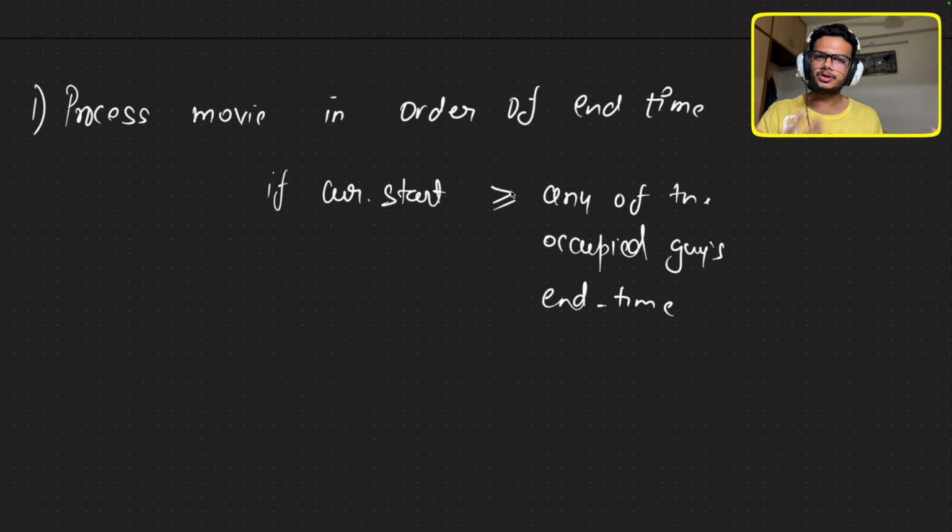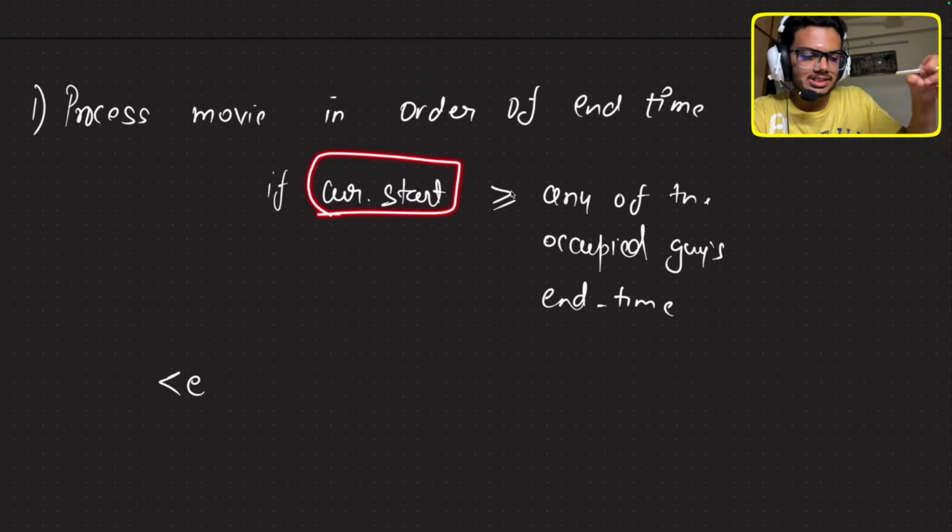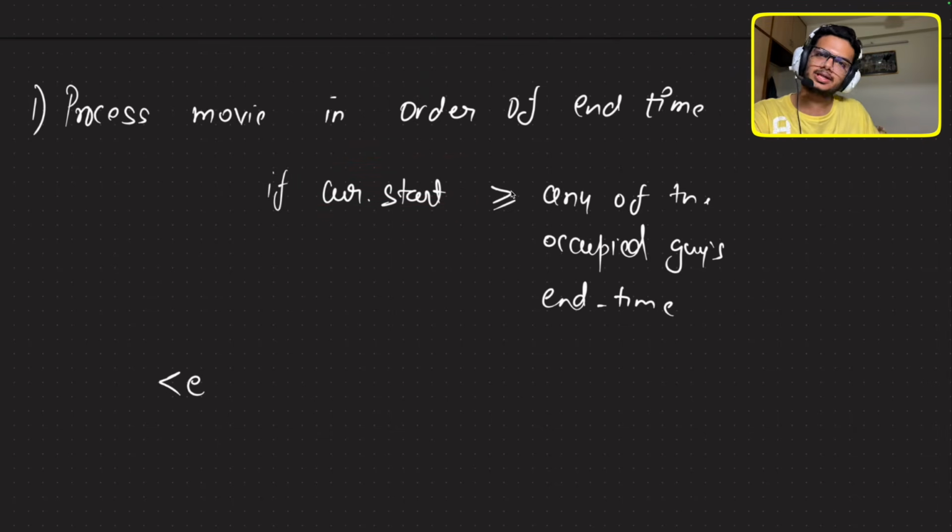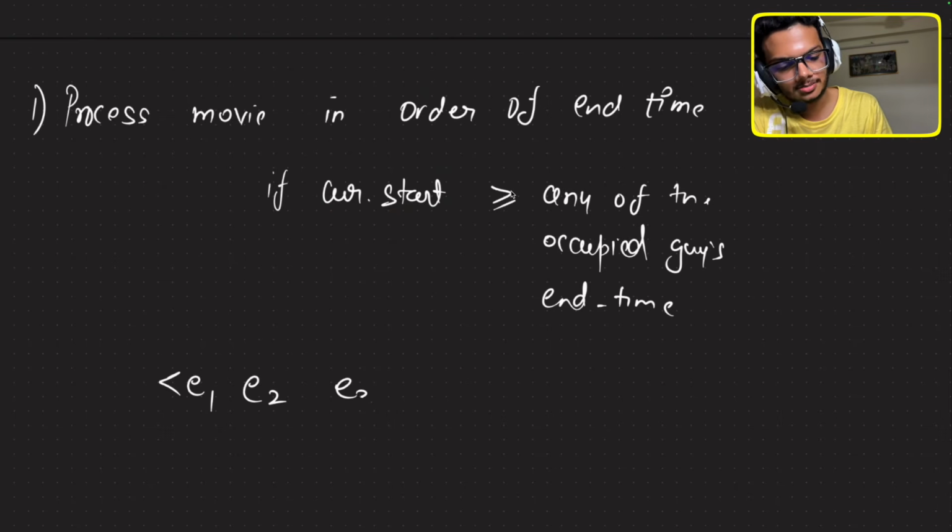Now let's say some guys are already watching the movies and a new movie has to be selected. So we want to try to assign a person to this movie, right? We are processing movies in order of the end time, and since we only care about their end times, because you only care if the current movie's start time is greater than the end time of any of the occupied guys, we very well need information about the previous guys' end times, right? So let's say some guys are watching the movies.